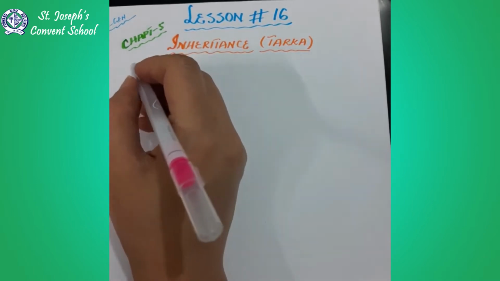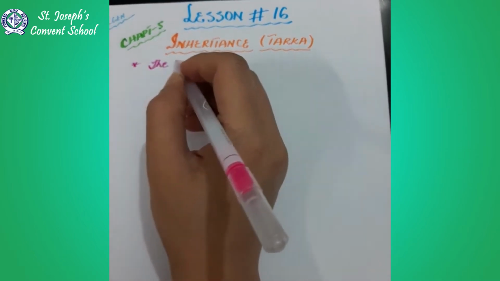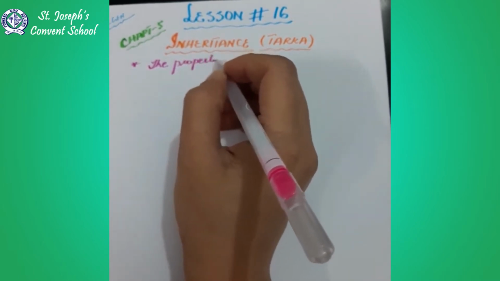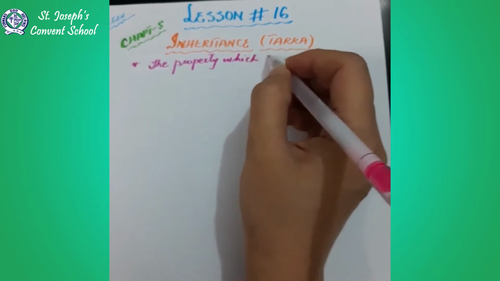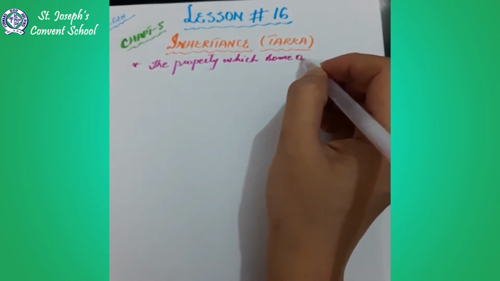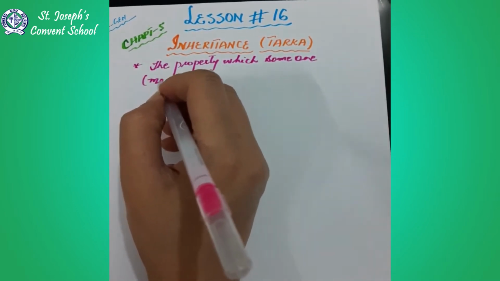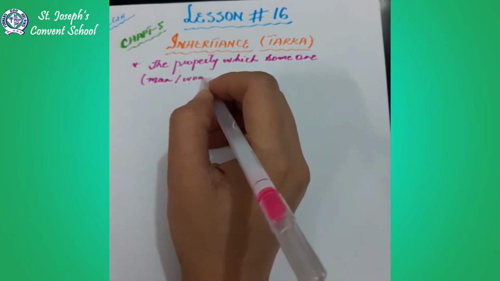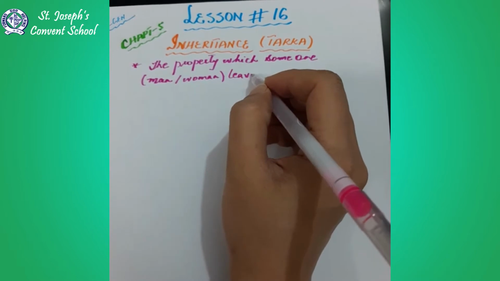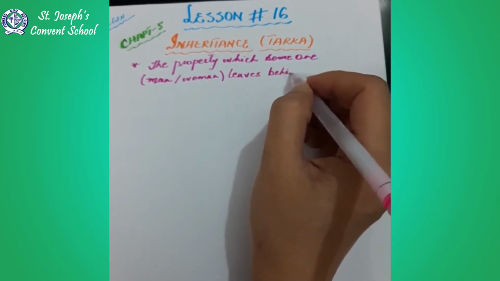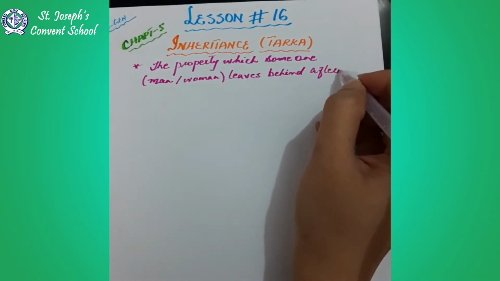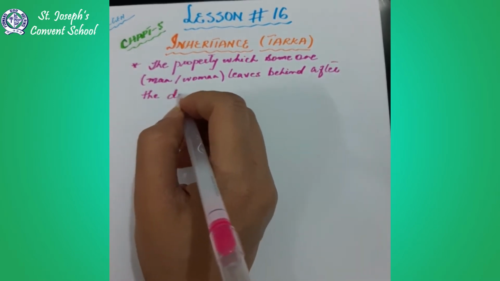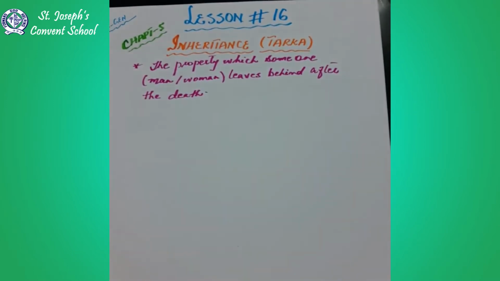So let me write the definition of what it actually is. So it is the property which someone, means man or woman, leaves behind after the death. Okay, so this is known as the inheritance, or the word tarka is also used in the questions. So after the death, how to divide the property.